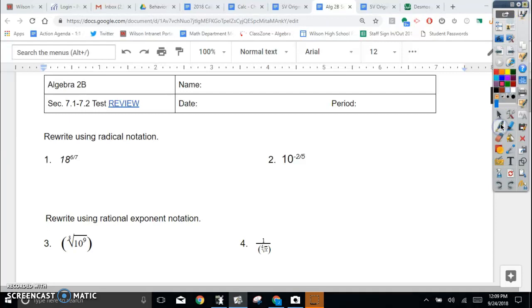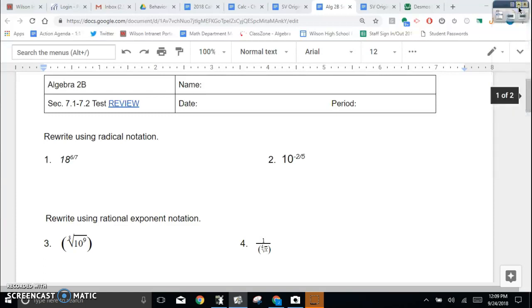Okay, so the test retake, to do that, you'll have to complete the following. And we're going to go right down through it right now.